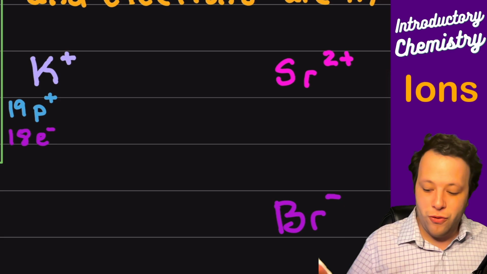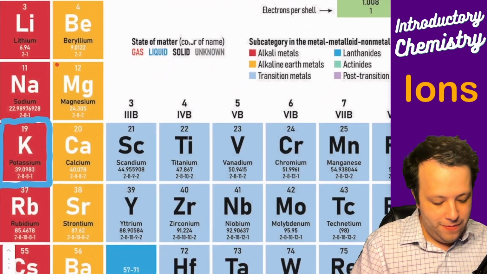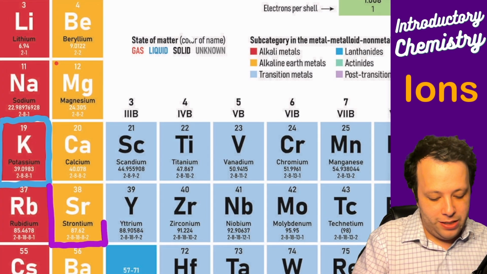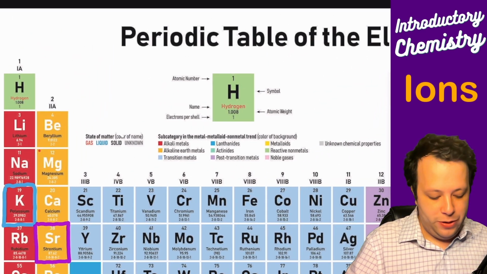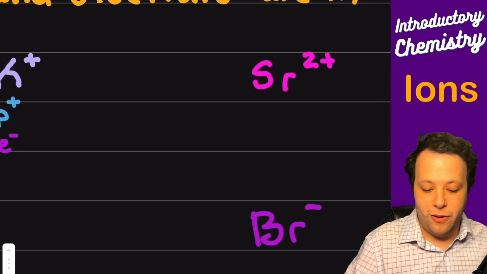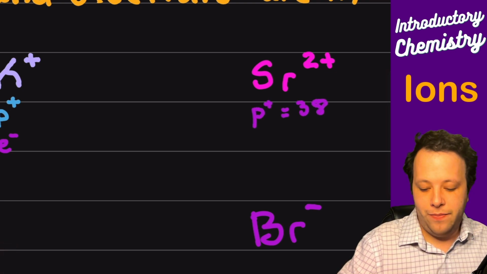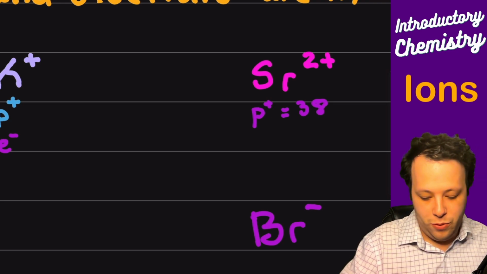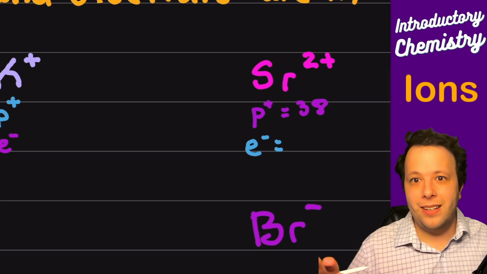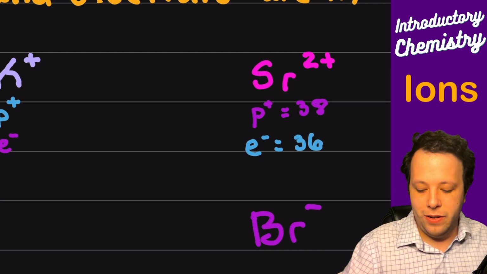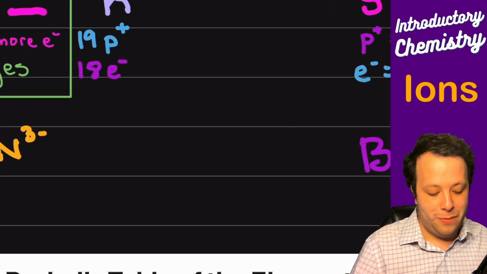Now, what if I want to do strontium? Okay, so Sr. Once again, we have to find Sr on the periodic table. And you can see it's right near potassium, but it's in a different column here. We're going to do the same general idea. It has an atomic number of 38, so our protons are equal to 38. Therefore, how many electrons do we have in this case? We have a 2+, so that means we have 2 fewer electrons. So it's going to be a total of 36 electrons, and that is where that 2+ charge comes from.